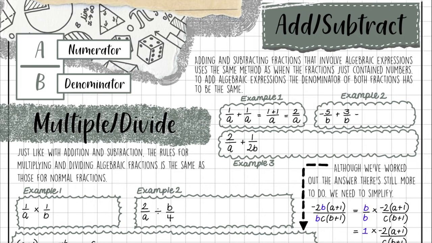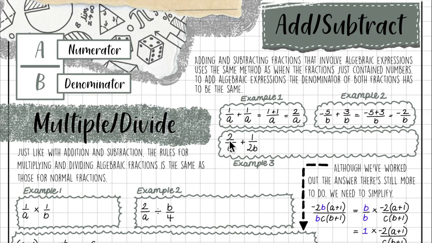What about this second example? Here we have minus 5 over b plus 3 over b. Again, the denominator in both these fractions is the same. We have b's, so we don't have to do any form of manipulating. Therefore, this becomes minus 5 plus 3 over b, which then becomes minus 2 over b. What about a third example where the denominator isn't the same?